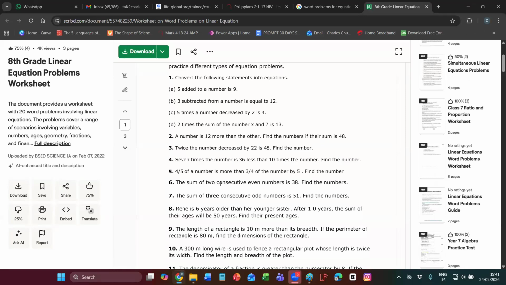4 over 5 of a number is more than 3 over 4 of the number by 5. Find the number. Look at it very carefully. 4 over 5 of a number, that is 4 over 5 times a number, times x, is more than 4 over 5 times x is more than 3 over 4 of the number by 5. So what do you think we will do in this scenario?